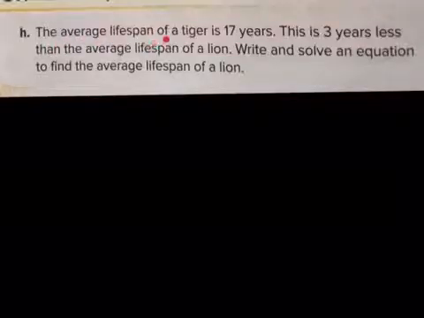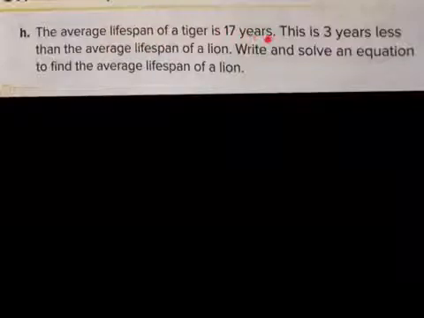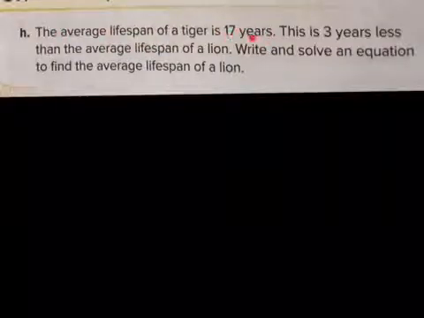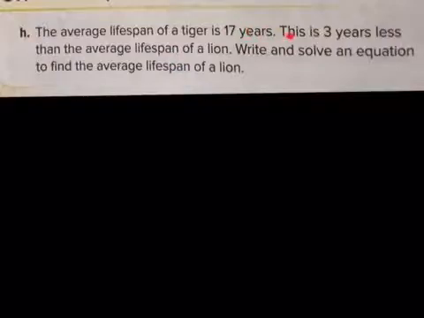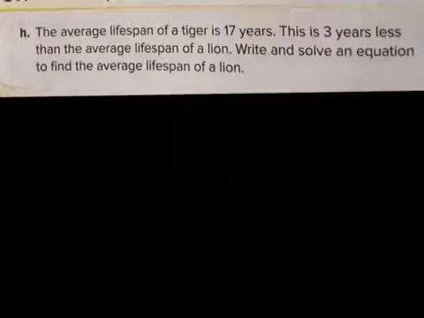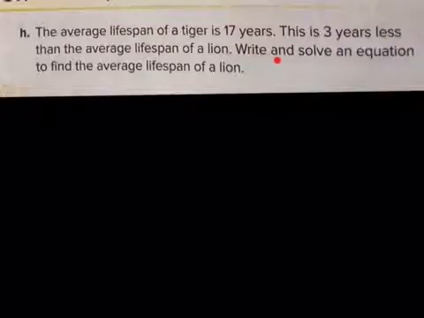The average lifespan of a tiger is 17 years. So a tiger can live up to 17 years, kind of like a small dog. This is 3 years less than the average lifespan of a lion. 3 years less. Now, if this is 3 years less, this lion can live up to 20. I know you can see that just by reading it, right? Write and solve an equation to find the average lifespan.